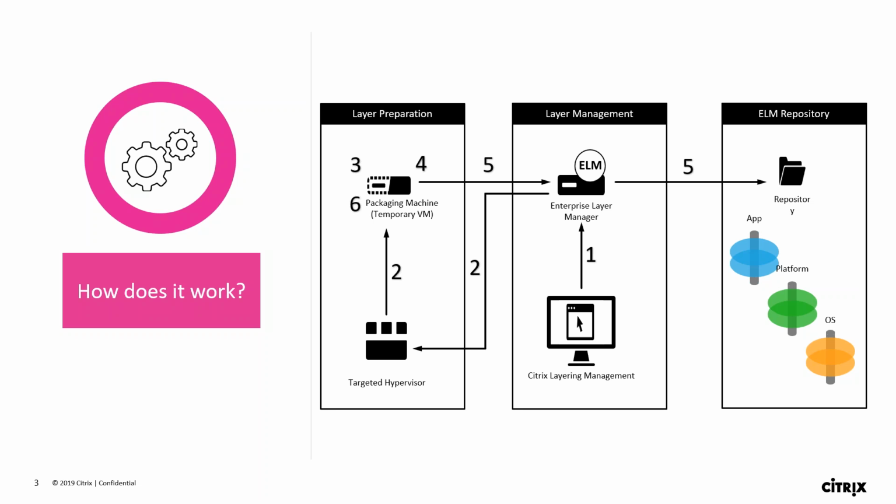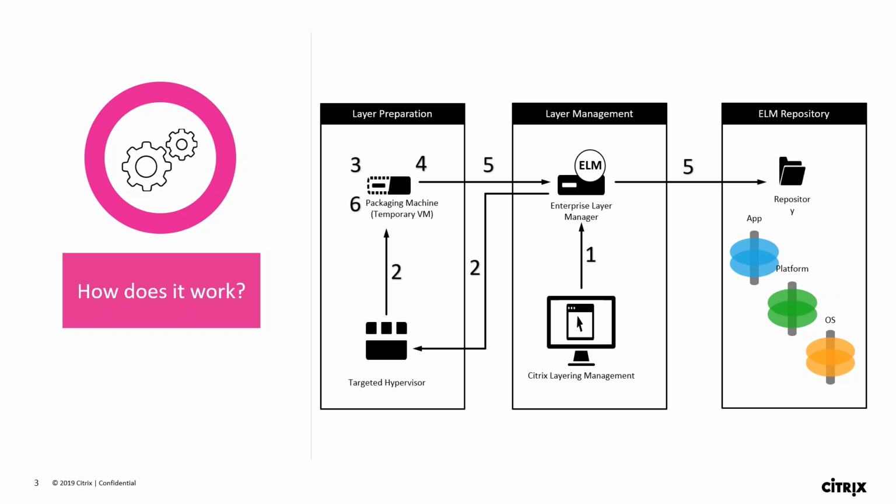Step three, you install the targeted apps, or possibly the operating system, into that packaging machine. Step four, you finalize the targeted install by shutting down the packaging machine using the app layering finalization software. Step five, after the shutdown, the ELM server captures and stores that layer that was requested from the layering management console. Step six, the virtual machine packaging is then deleted, as it is only a temporary virtual machine created just to create or update a targeted layer.